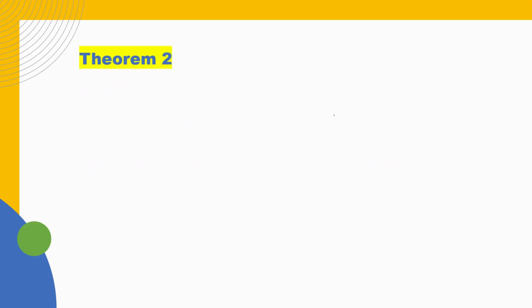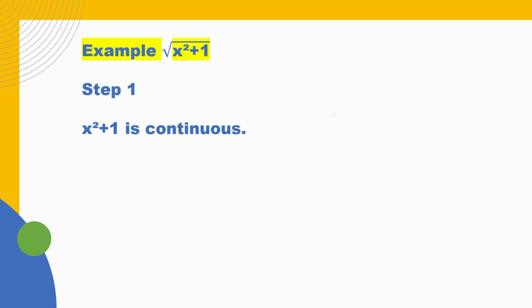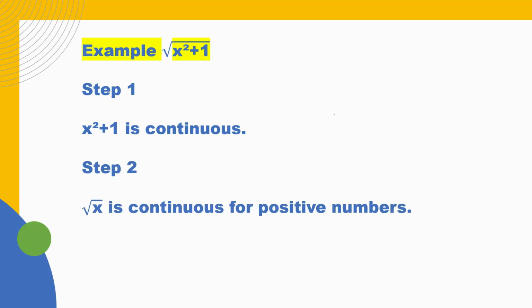Now let's move to another important theorem called the composition of continuous functions. The word composition simply means one function is placed inside another. The theorem says that if both functions are continuous wherever they are used, then the combined function is also continuous. Let's understand this theorem with the help of an example. Here, the inner function is x squared plus 1 and this is a continuous function everywhere. And the outer function is square root of x. So this is also continuous for positive numbers. Therefore, their composite function, which is under root x squared plus 1, will also be a continuous function.